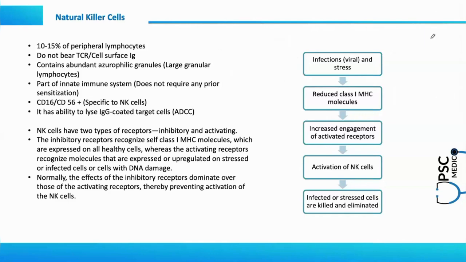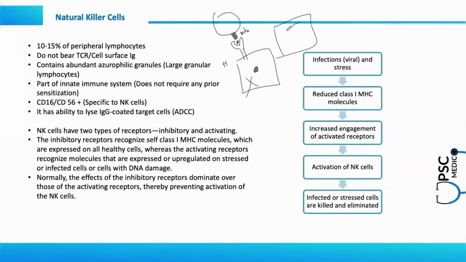But when this is gone, let's say this is a healthy cell, it has MHC1. Because it has MHC1, the natural killer cell comes, but here the inhibitory part of the receptor is active, so this is not getting killed. Let's go to the next scenario.